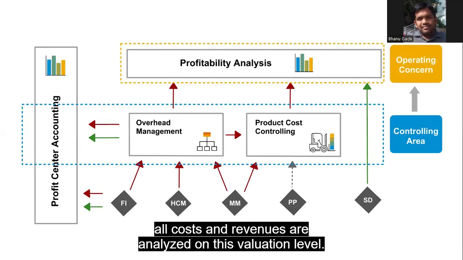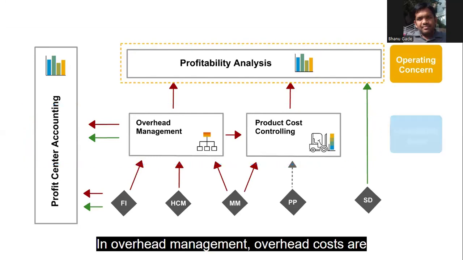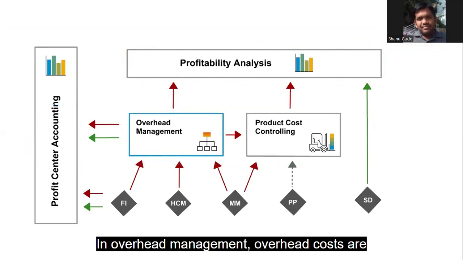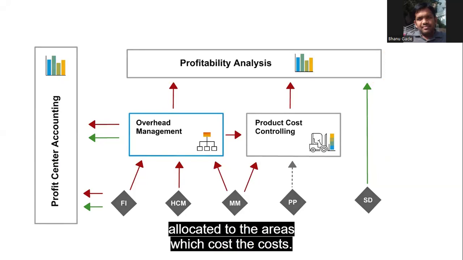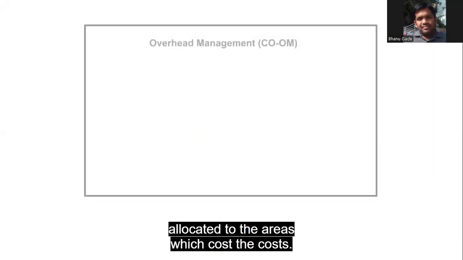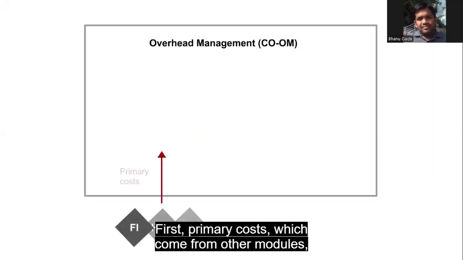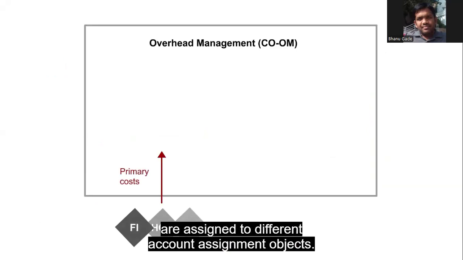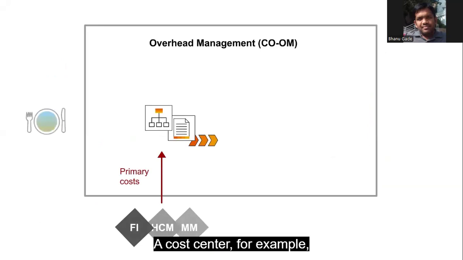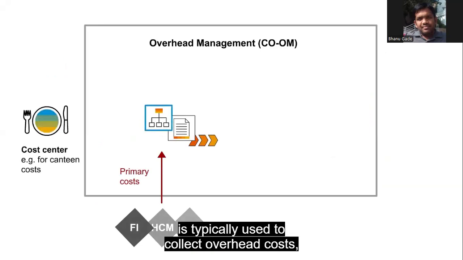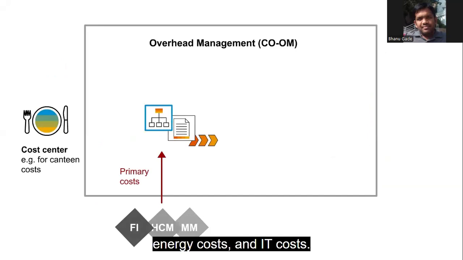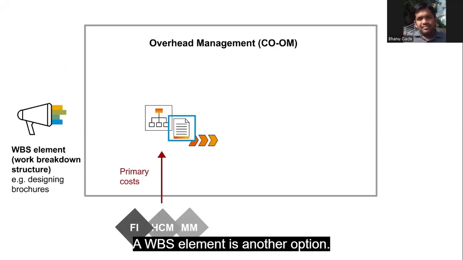All costs and revenues are analyzed on this valuation level. In overhead management, overhead costs are allocated to the areas which cause the costs. First, primary costs, which come from other modules, are assigned to different account assignment objects. A cost center, for example, is typically used to collect overhead costs, such as canteen costs, energy costs, and IT costs. A WBS element is another option.